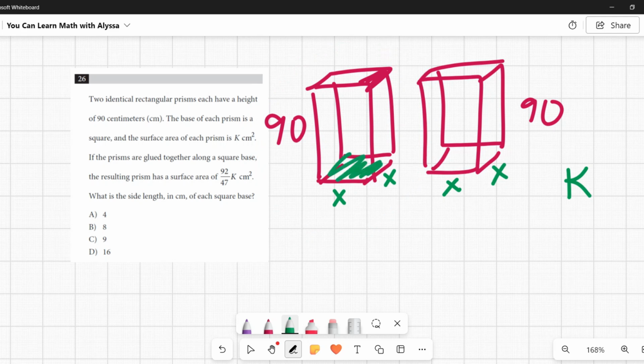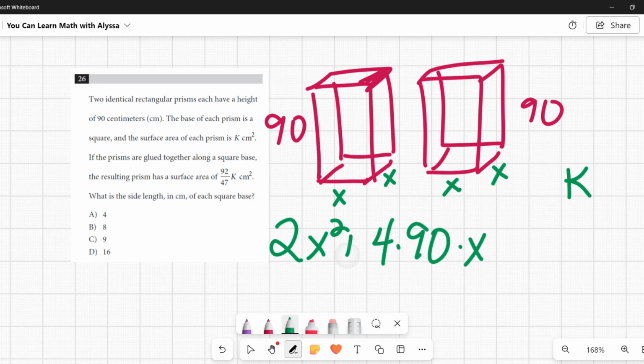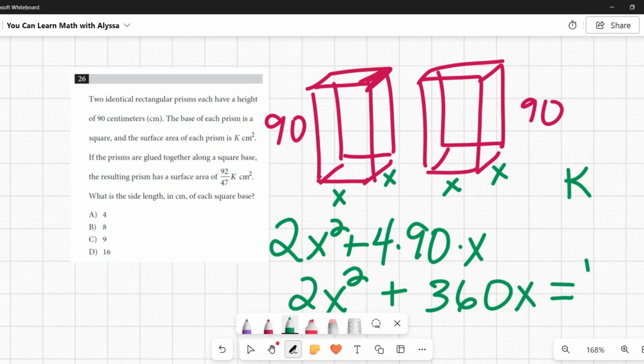For each of these individual prisms, just look at one of them, what would the surface area be? Well, the bottom square would be x times x, or x squared. The top square would be the same, x squared. So together those would be 2x squared. Now, the 4 sides, each one is 90 times x, all the way around. So I have 4 of those: 2x squared for the top and bottom, 4 times 90 is 360, and all that added together equals k, the total surface area of one.